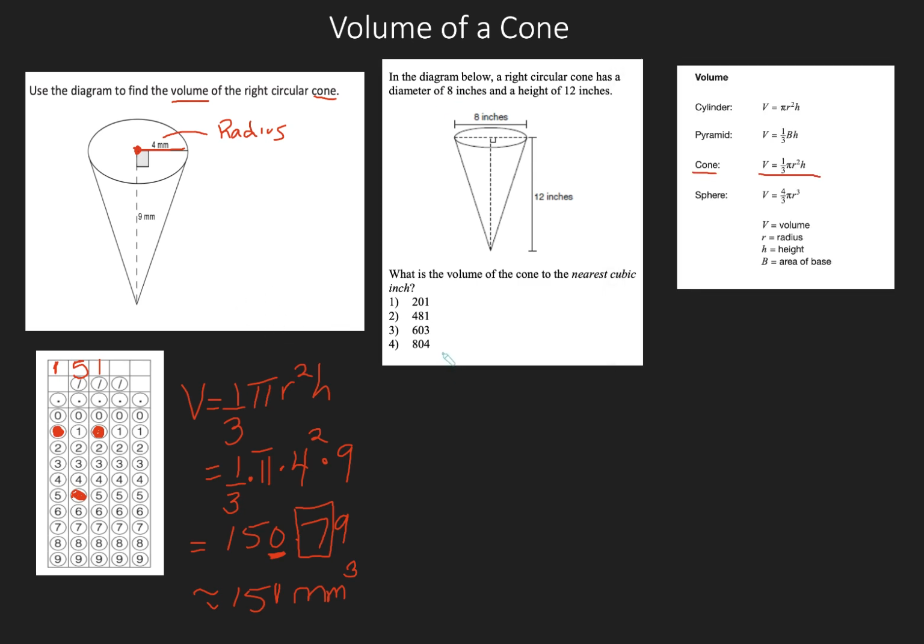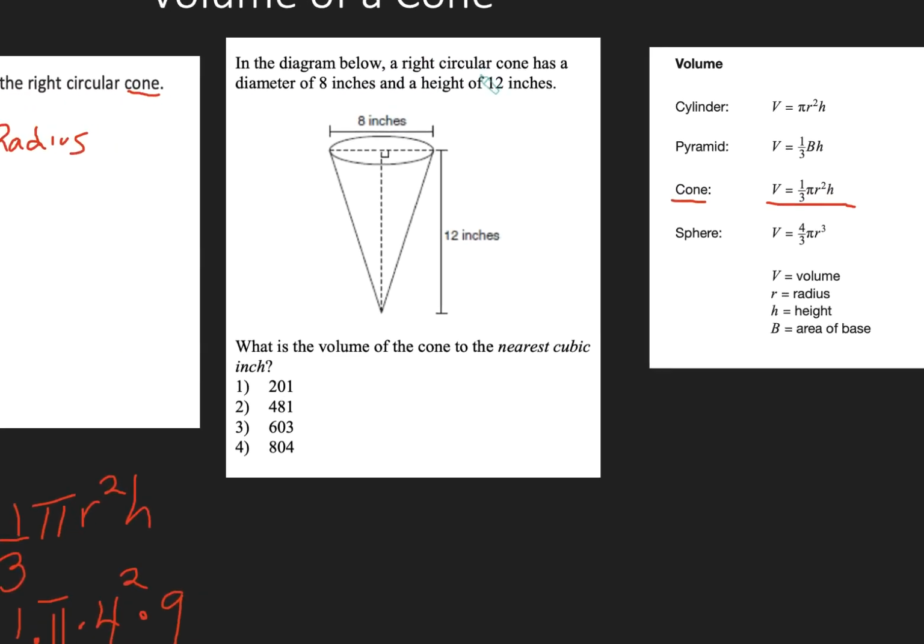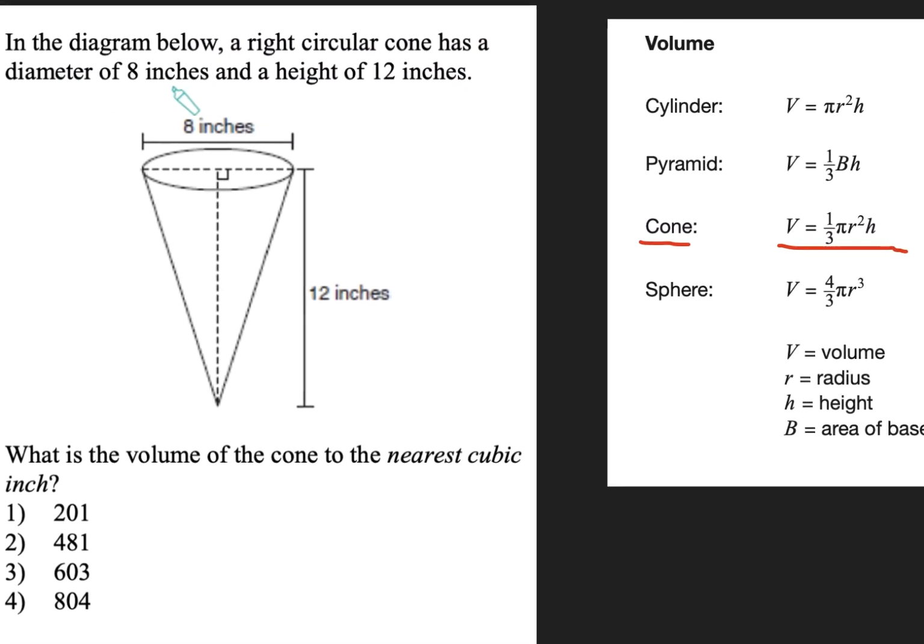Okay, let's look at question number 2. In the diagram below, a right circular cone has a diameter of 8 inches and a height of 12 inches. What is the volume of the cone to the nearest cubic inch? So again, they want us to find volume. We know it's a cone, and just as before, they want us to round to the nearest cubic inch.